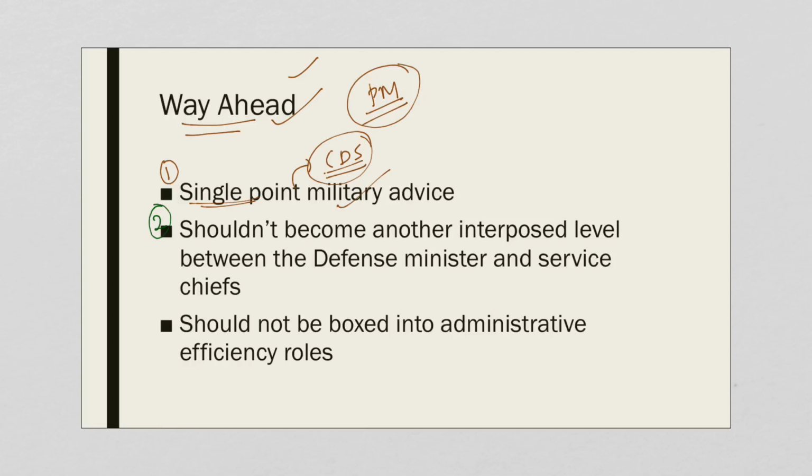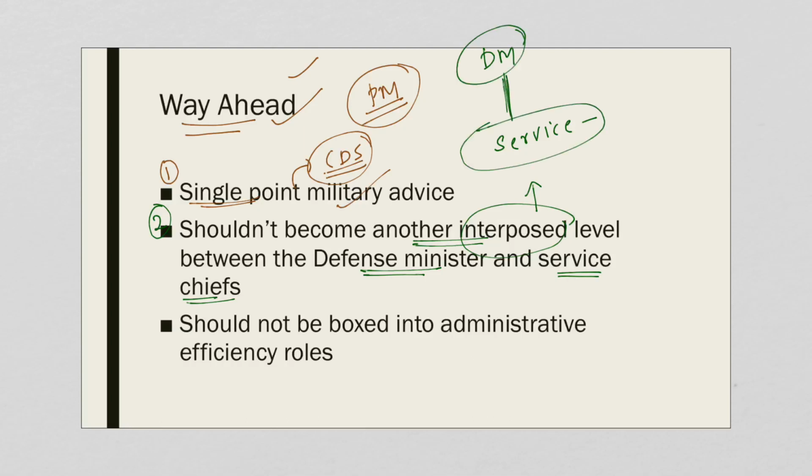Now, second, it should not become another interposed level between the defense minister and the service chiefs. So, what is meant by this interposed level? This means that on the top we have the defense minister and also we have the service chiefs, that is, the chiefs of the three services of the Navy, the Army and the Air Force. So, the position of the CDS should not become an intermediate or interposed level between the defense minister and the service chiefs. Its role must be much higher than that.